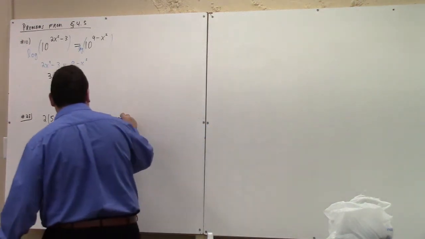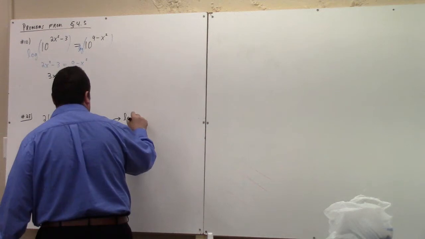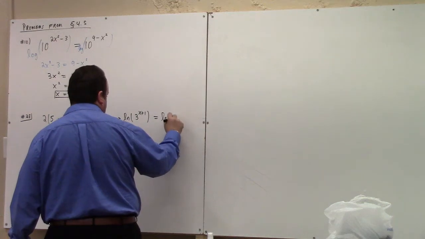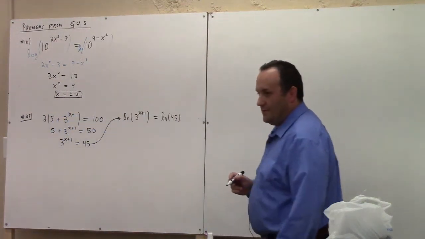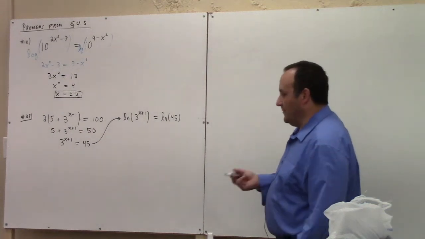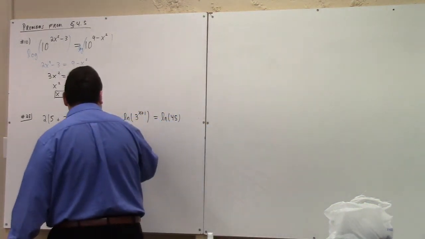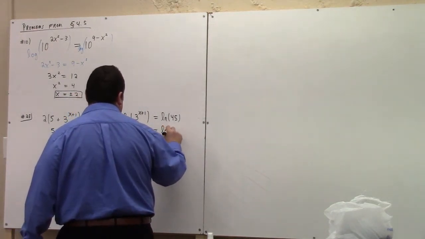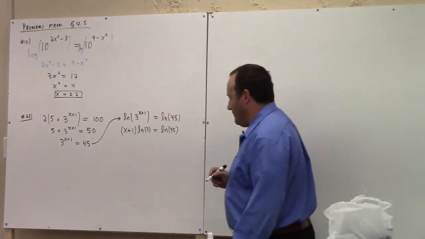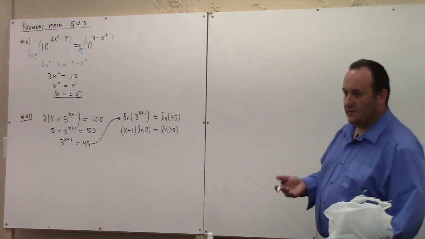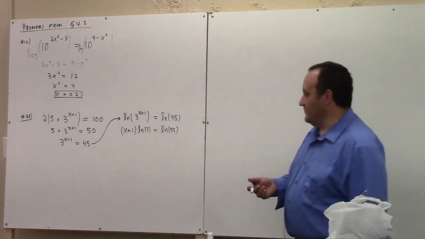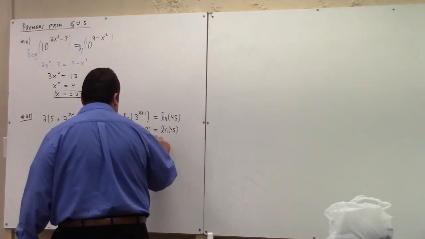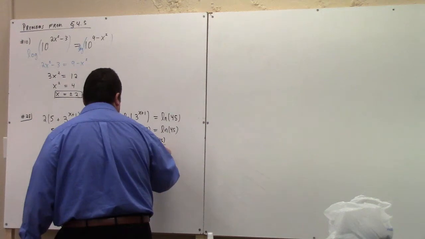All right. So natural log of 3 to the x plus 1 equals the natural log of 45. Now, by properties of the logarithm, I can pull x plus 1 out, right? x plus 1 times the natural log of 3 equals the natural log of 45. Then, remember, natural log of 3 is just a number. So we can divide both sides by log 3, and we get x plus 1 equals the natural log of 45 divided by the natural log of 3.